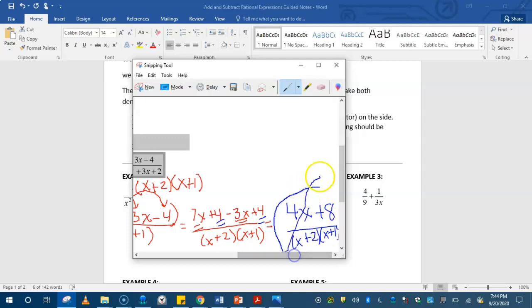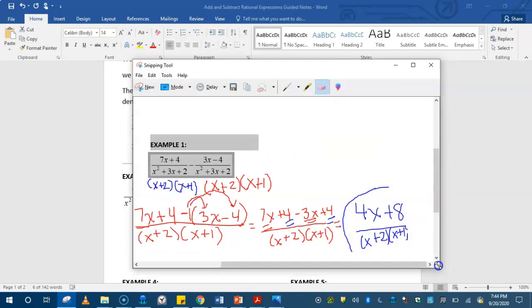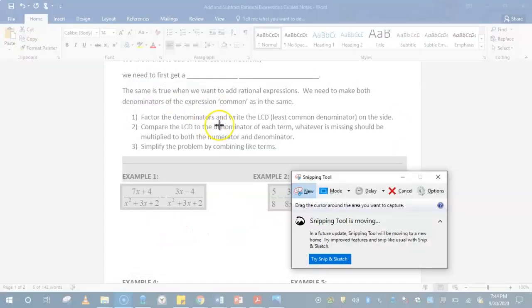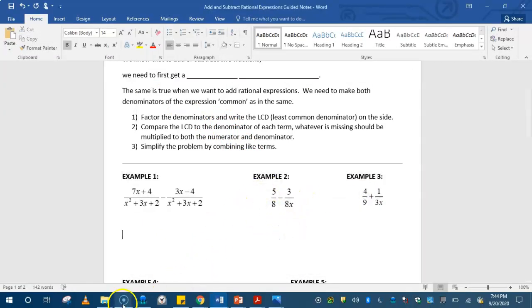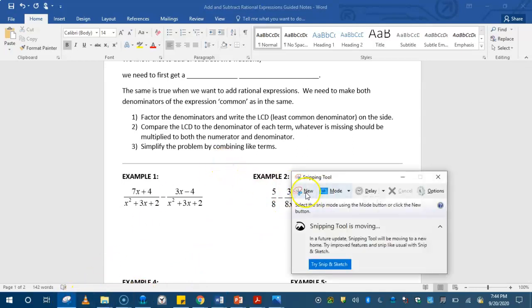All right, so there is our, let's erase that. Okay, so there's our first example, 4x plus 8 over x plus 2, x plus 1. All right, let's go to the next example. If I'm looking at the next example, and I don't like how this is highlighted. There we go. If I look at the next example, I can already see something is different here.